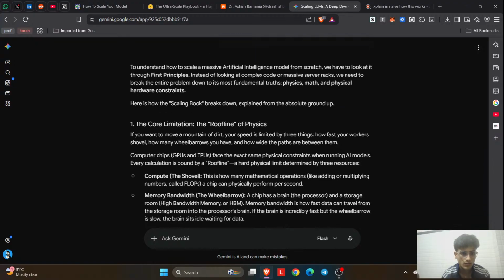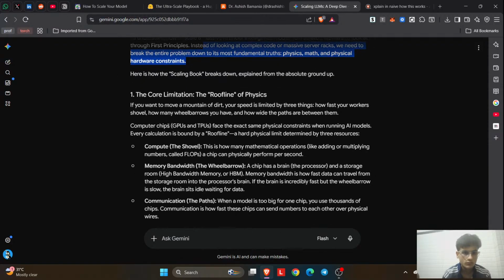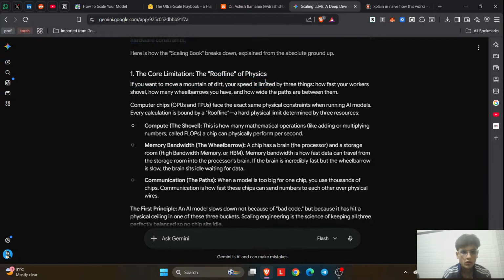Okay, to understand how to scale a massive AI model from scratch, we have to look at it first. Instead of looking at complex code or massive server racks, we need to break it down to the roofline of physics. If you want to move a mountain of dirt, your speed is limited by three things: how fast your workers shovel, how many wheelbarrows you have, and how wide the paths are between them. Computer chips, GPUs, and TPUs face the exact same physical constraint while running AI models. Every calculation is bound by a roofline.